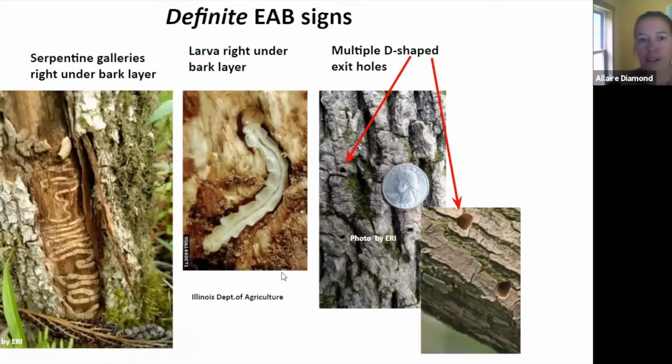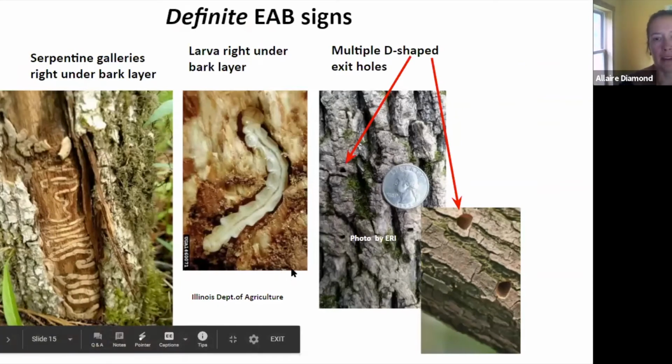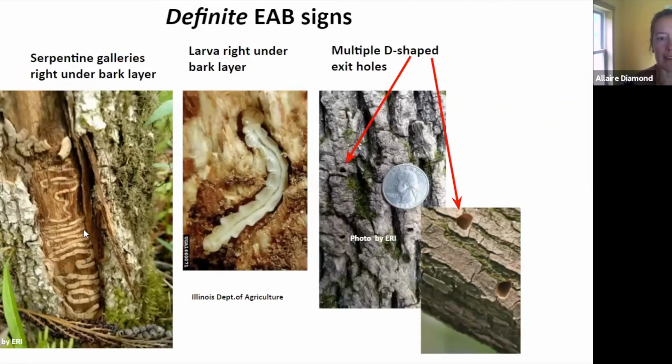And on each of the trees, the data that needs to be taken is, are there definite signs of EAB? Are there those really classic wide S's, the serpentine galleries under the bark? Can you see a larva? If you cut away some of the bark, actually seeing larvae, or those D-shaped exit holes that are really classic.